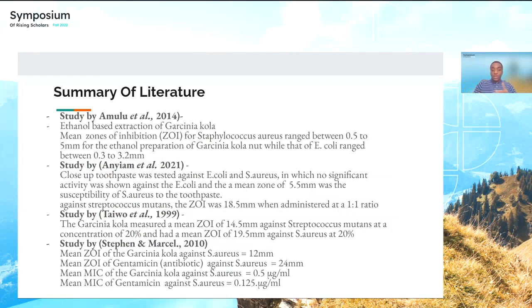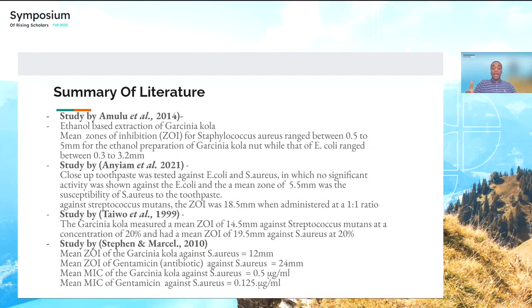So there was relatively enough literature to write a review. Just a summary of the literature: a study by Amulu showed that ethanol-based extractions of Garcinia cola had zones of inhibition against Staphylococcus aureus ranging from 0.5 millimeters to 5 millimeters, and against E. coli ranging from 0.3 to 3.2 millimeters.